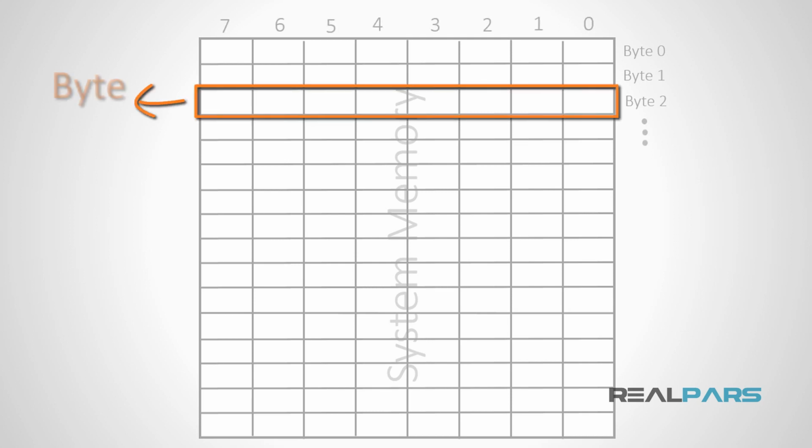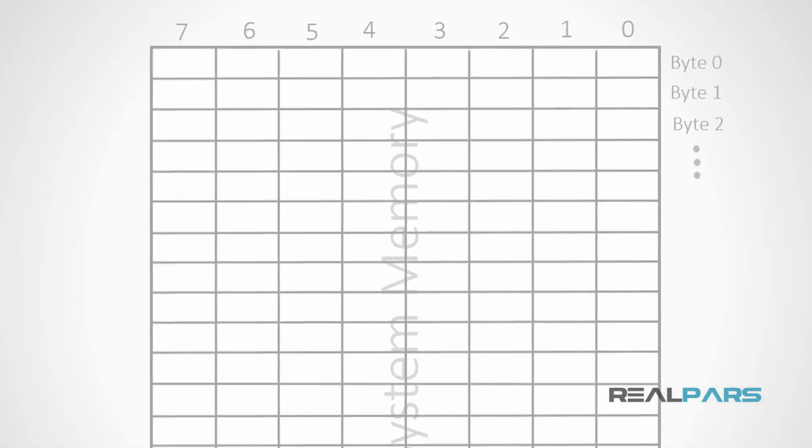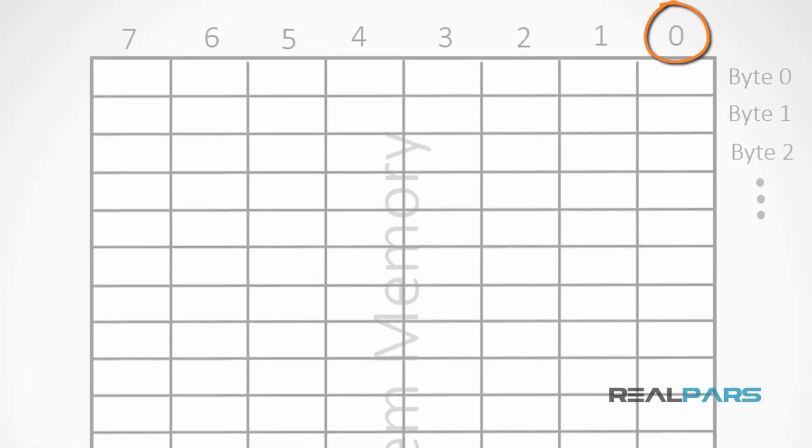We can divide each part of the system memory into rows with 8 sections. Each of these rows is called a byte, and each one of the sections that the bytes are made from is called a bit. Therefore, each row is a byte, and each byte has 8 bits. These bits run from bit number 0 to bit number 7. In other words, the first bit of each byte is bit 0, and the last one is bit 7.